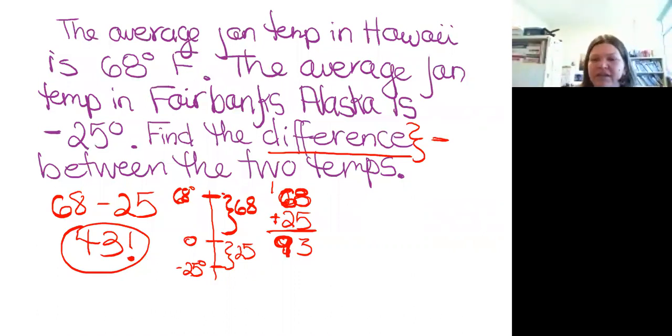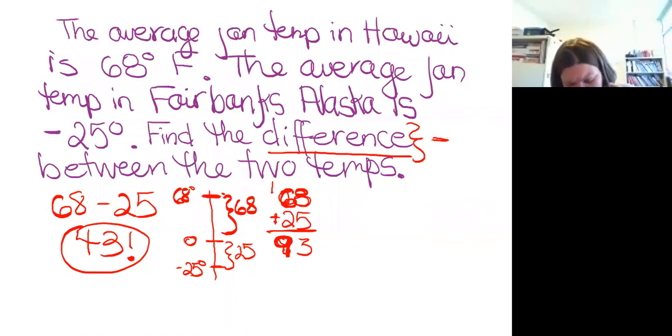There's definitely a 93-degree difference between Hawaii, where you can go to the beach in the summertime, and Alaska, where you're freezing your tail off. Big difference. So how in the world could a difference problem, which we know means subtraction, also be an addition problem?